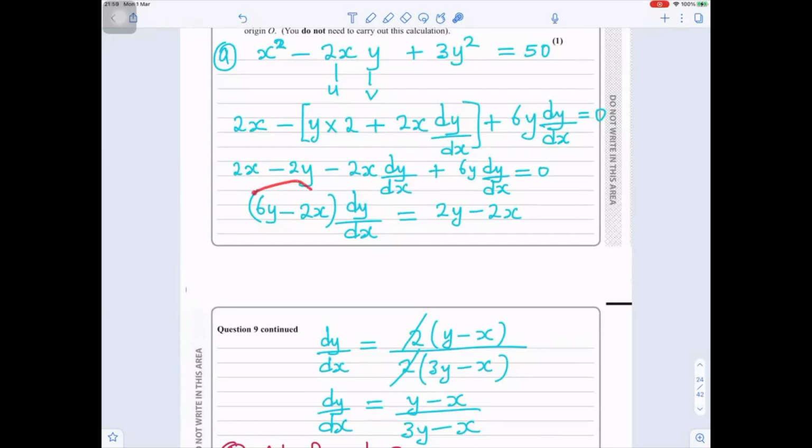Now, take all of this 6y minus 2y to the right. It becomes divide by 6y minus 2y. And you factorize 6y minus 2y to 2 brackets 3y minus 1. The 2 will cancel. You're left with y minus x over 3y minus x.